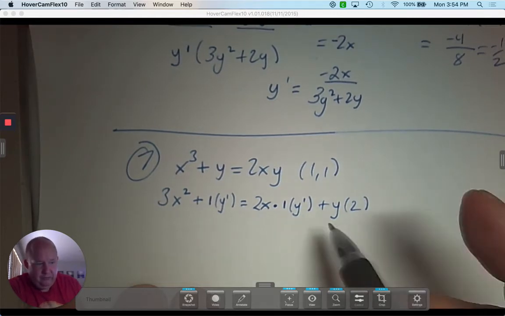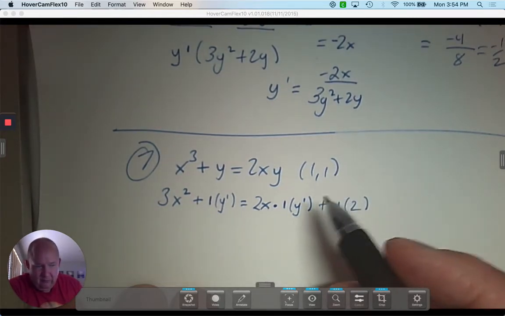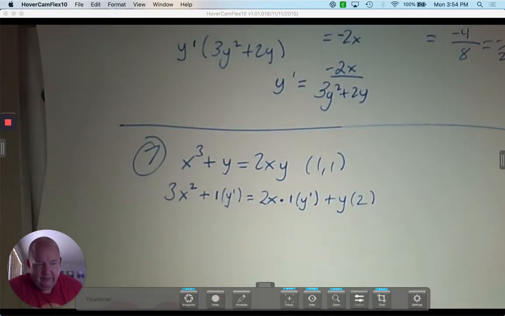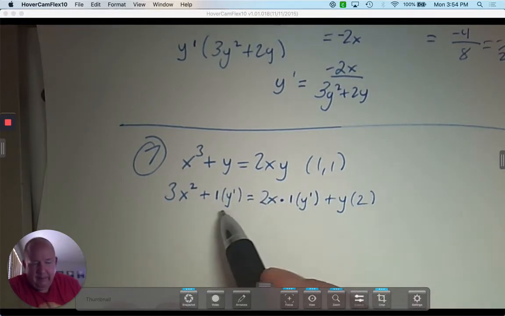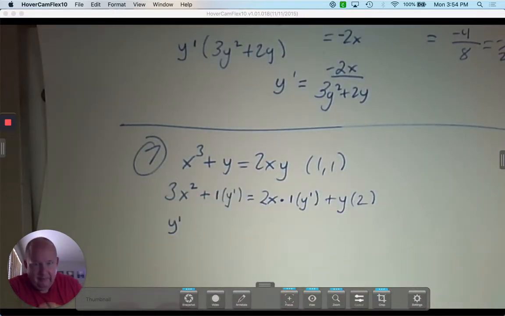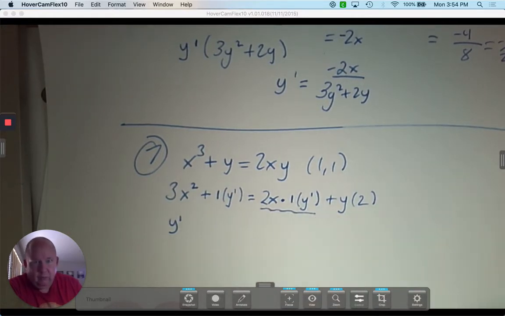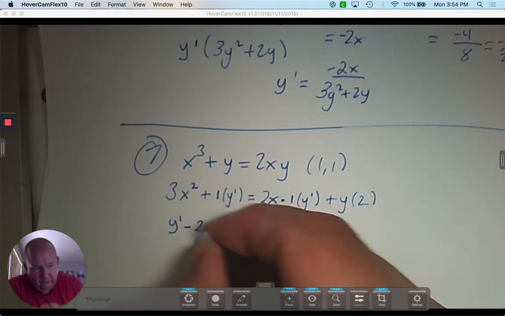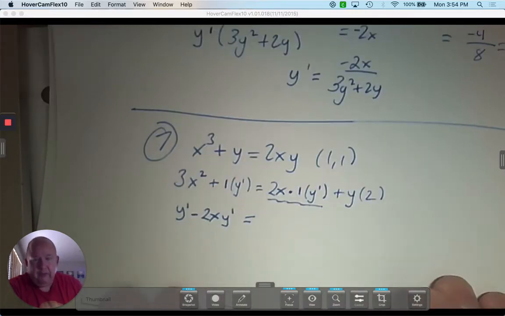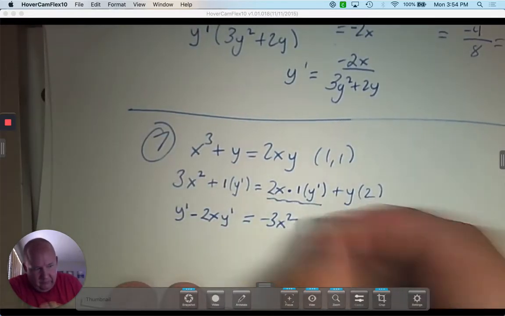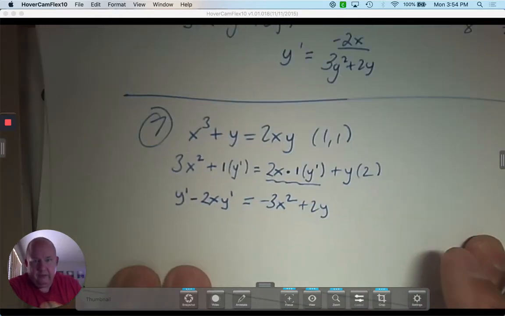Now, the challenge is we need to bring together the y primes, and those that don't have a y prime need to be on the opposite side of the equation. So, because I'm going to write y prime equals, I'm going to keep the y primes on the left side. So 1 times y prime is y prime. I'm going to keep it on the left. And then this part here that has a y prime, 2x times 1 is positive 2x. So I'm going to subtract 2x y prime to bring it to the left side. Here, 3x squared, I'm going to subtract 3x squared, and then the 2y will stay on the right side.